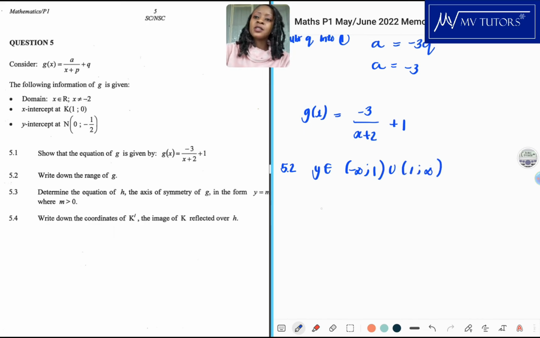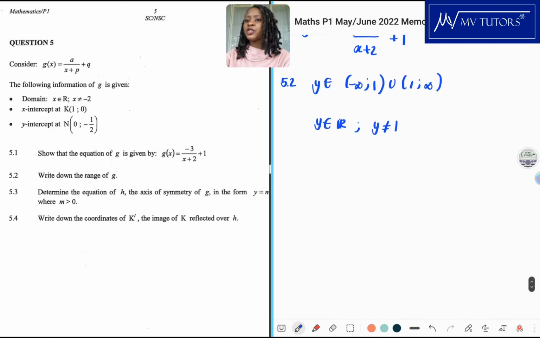Another way you could write it, you could say y is an element of R, okay, because it has all the values, but also y cannot be 1, okay. So that's how you would write it. That is the range of g.